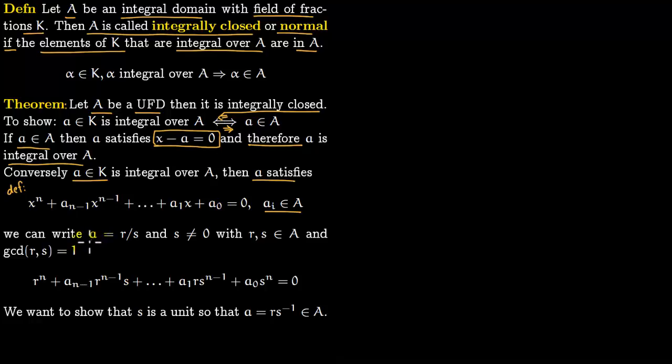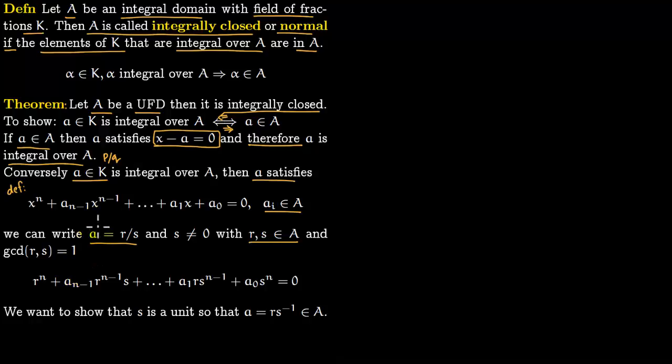Now we can write a as r over s, with s not equal to 0, where r and s are in A, because K is nothing but the field of fractions. Elements of K look like p over q, where p and q are in the ring A, and we choose them in the form that they do not have any common factors. So the greatest common divisor of r and s is 1.